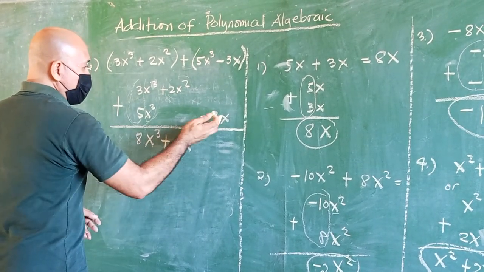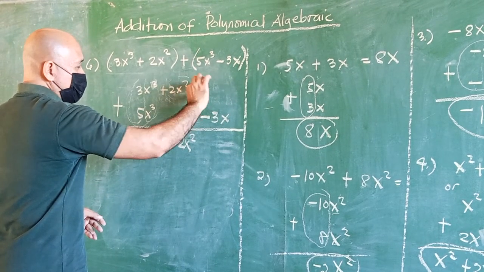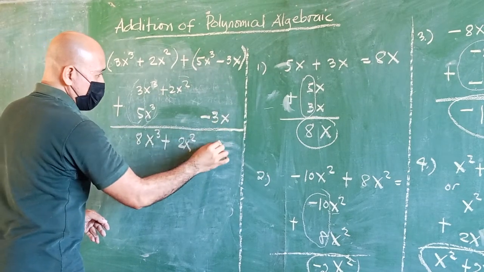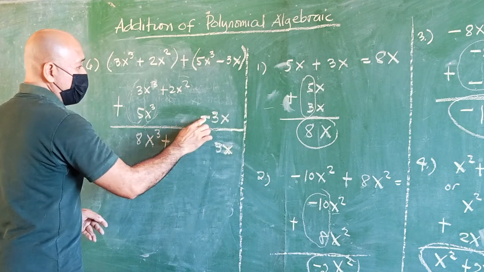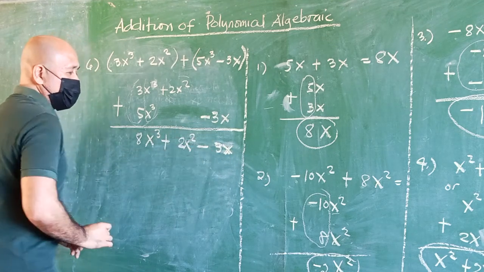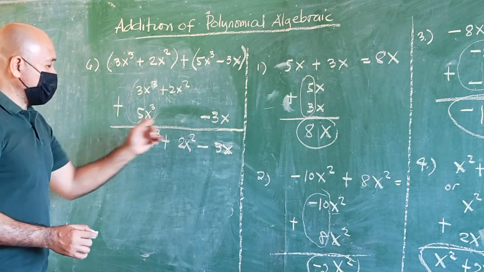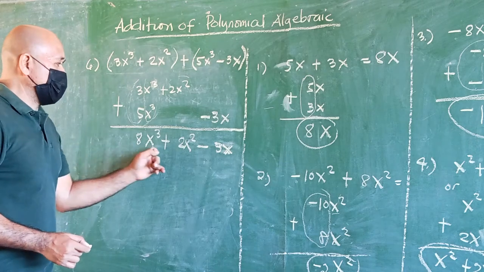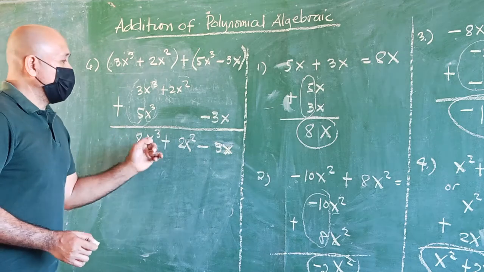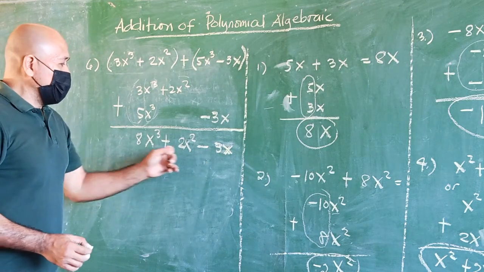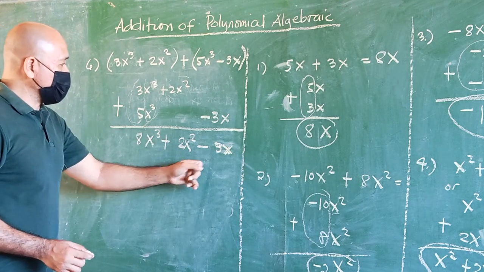Then for this minus 3x, since there is no term above as the first line, you just have to bring down 3x also. Bring down 3x, including the operation which is minus. So the resulting algebraic expression here, as the sum, is considered a trinomial algebraic polynomial, or trinomial polynomial algebraic expression. Trinomial because the sum has three terms.